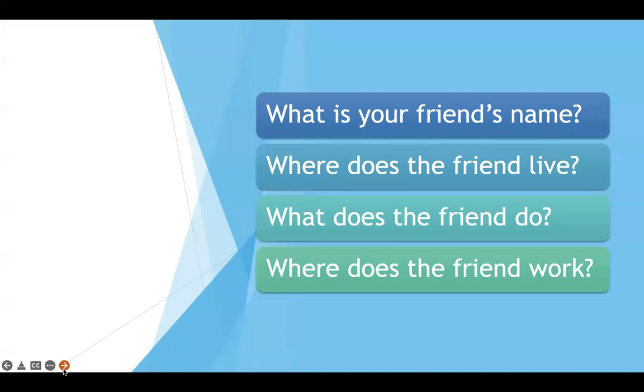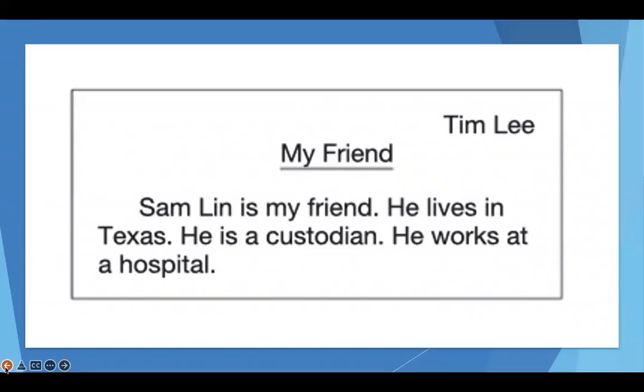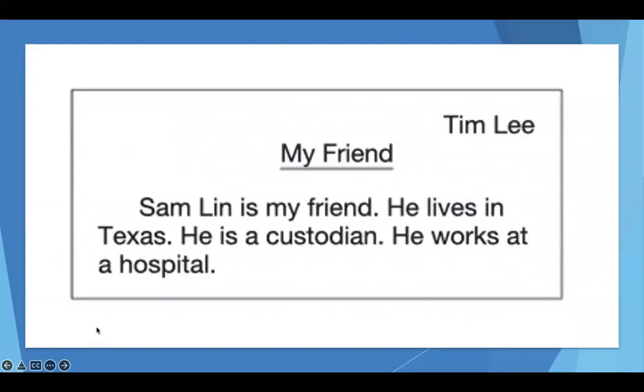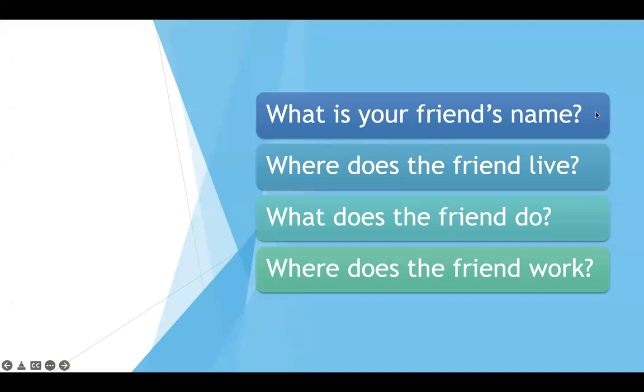So now let's answer the questions. So what was the friend's name? Do you remember? It's in the first sentence. He says, Sam Lin is my friend. So Sam Lin is the friend's name. Where does the friend live? That's in the second sentence. He lives in Texas. So we've answered Sam Lin, Texas.